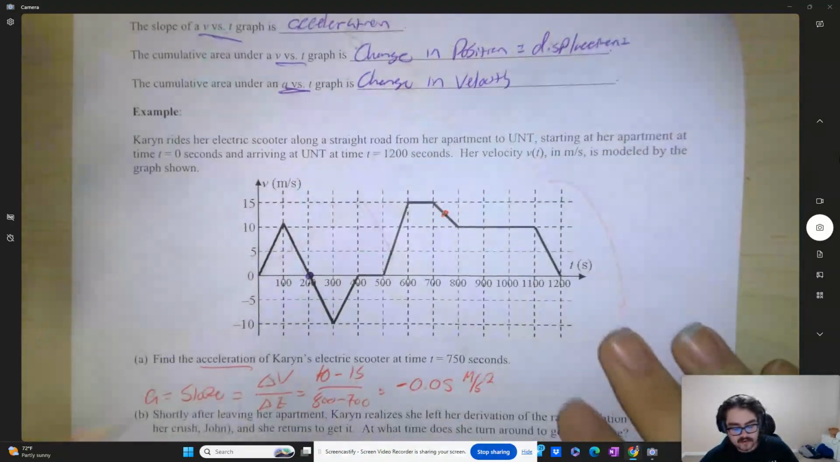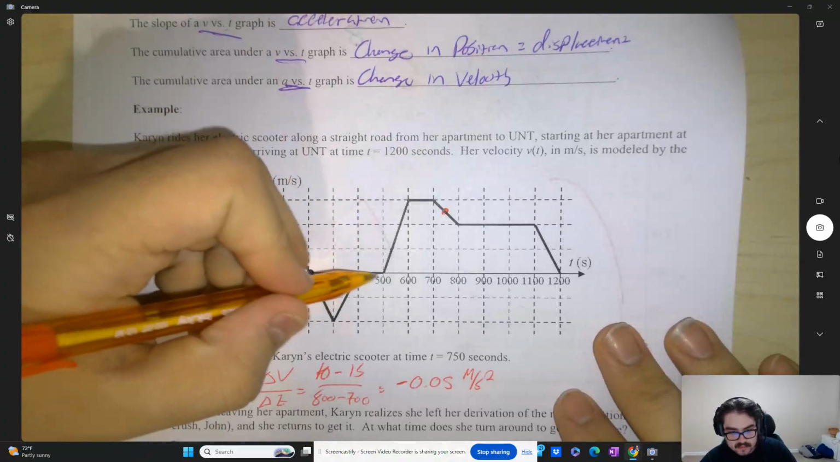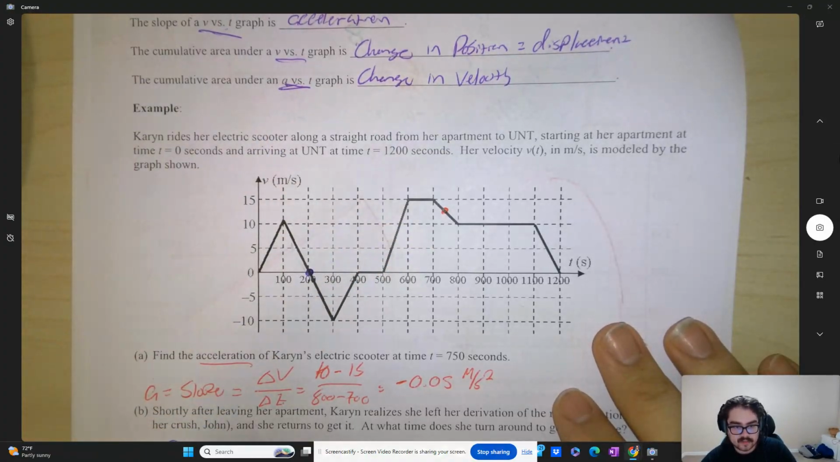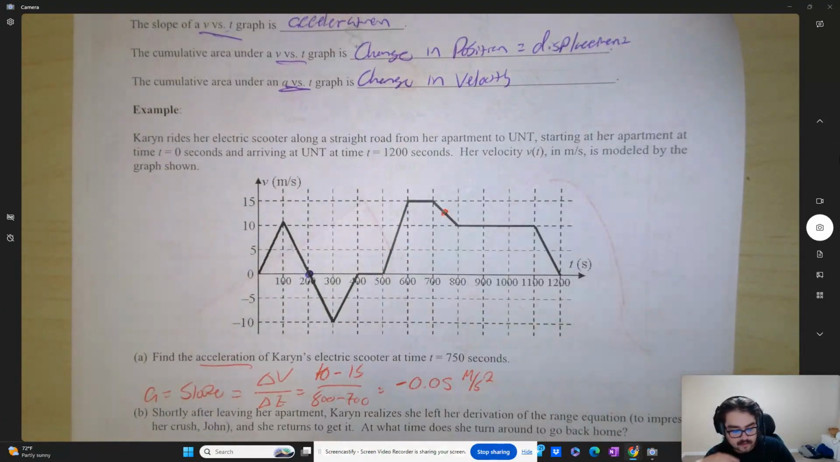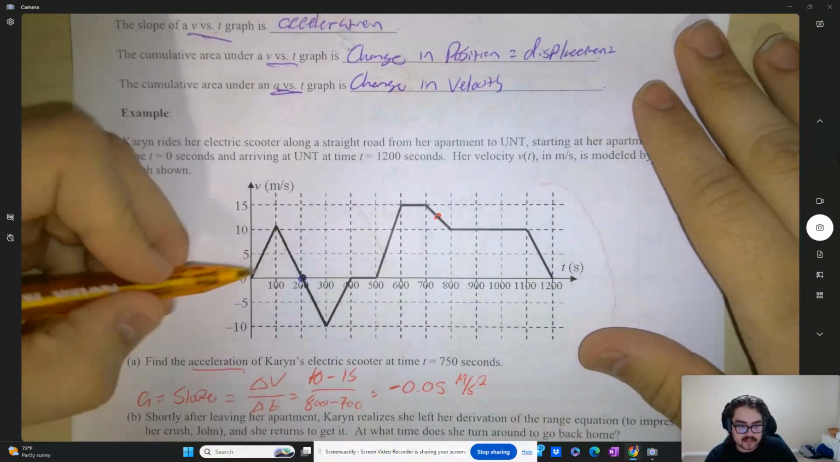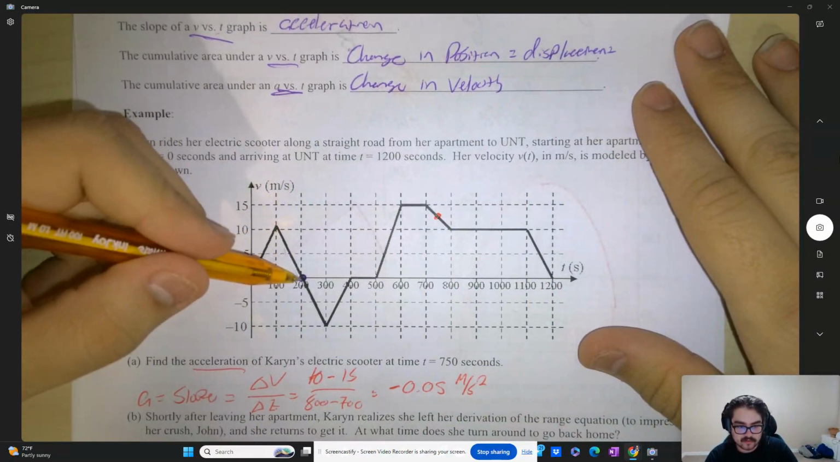So I need to figure out the area under each segment and then add up all those areas with the sign considered. Notice that this is the first part right here. This is a triangle.